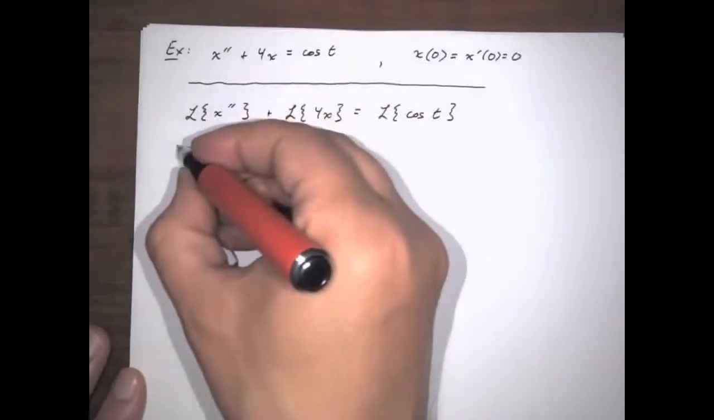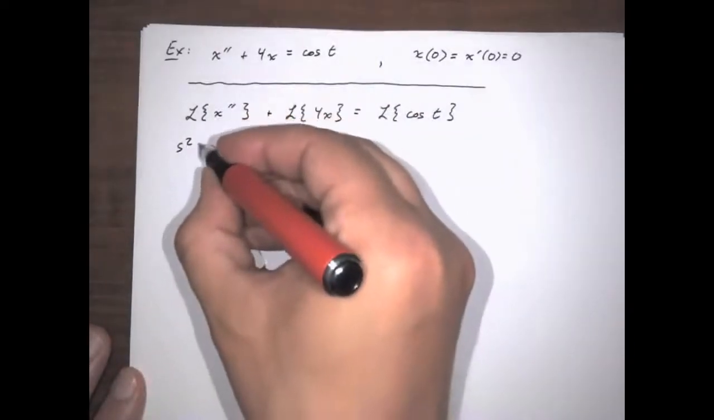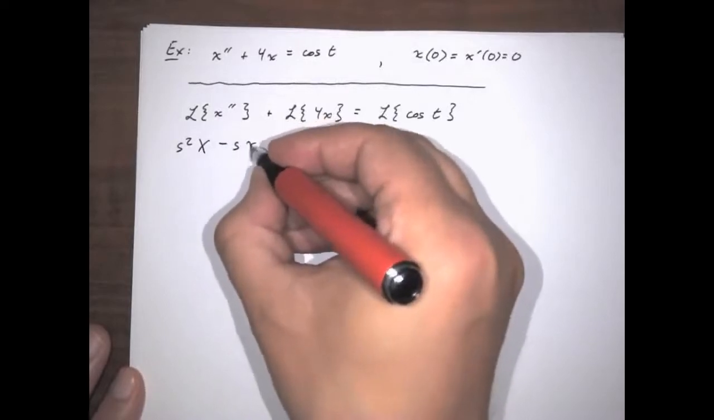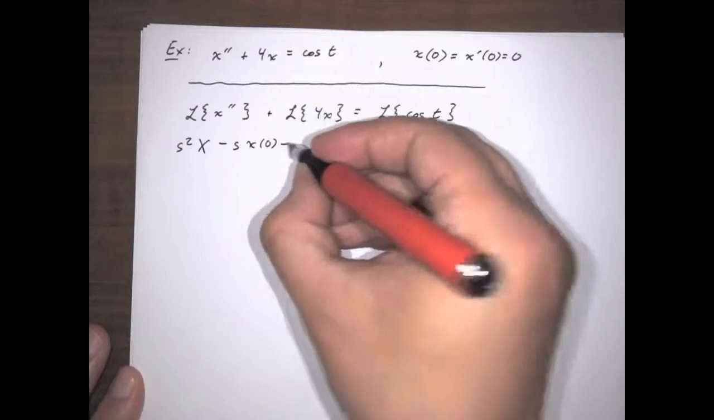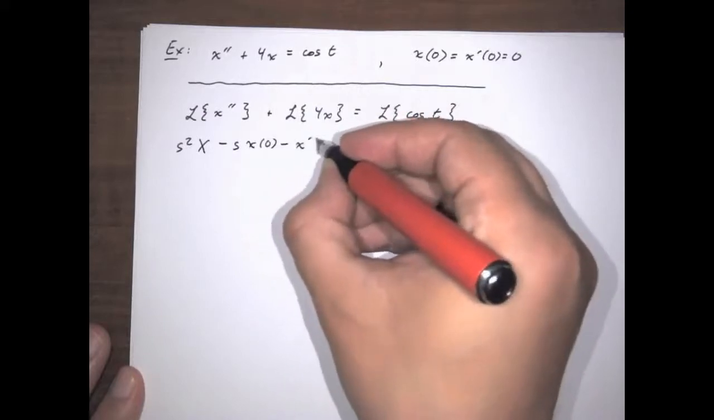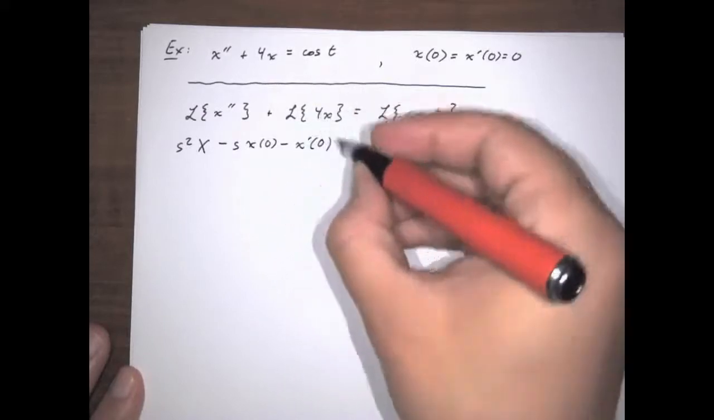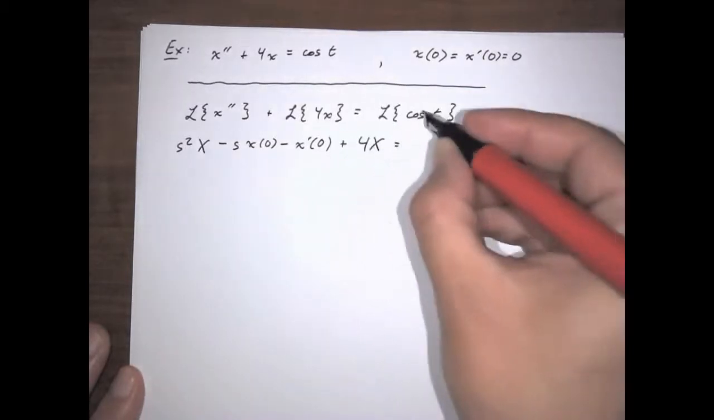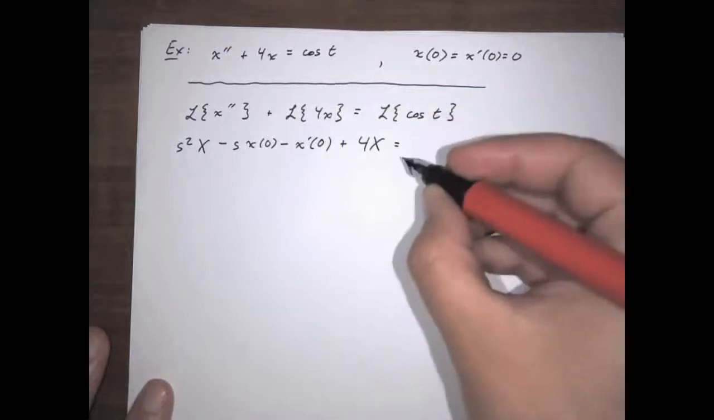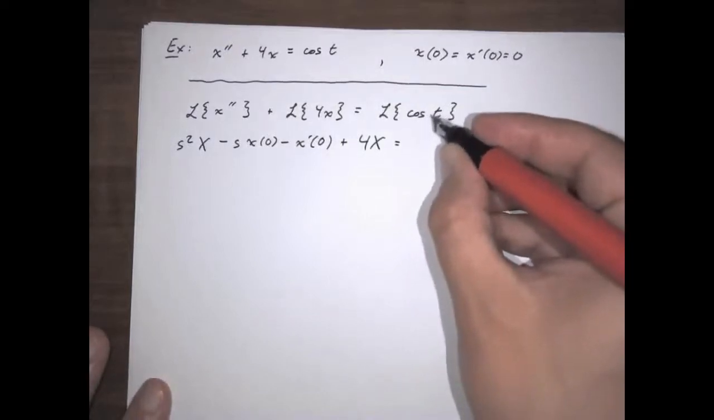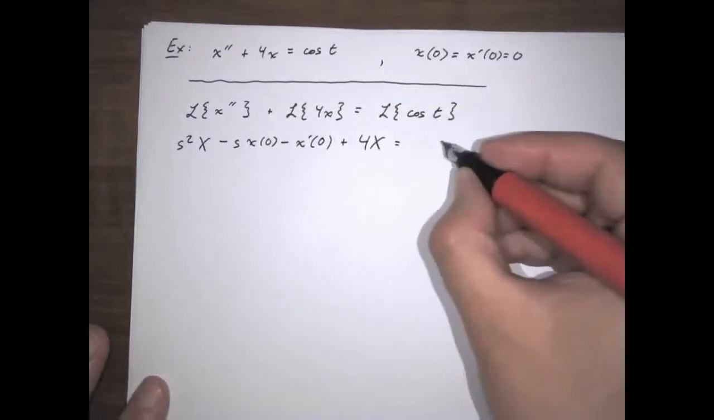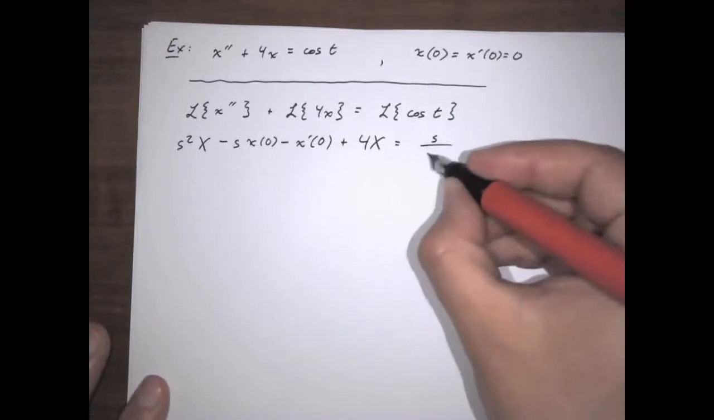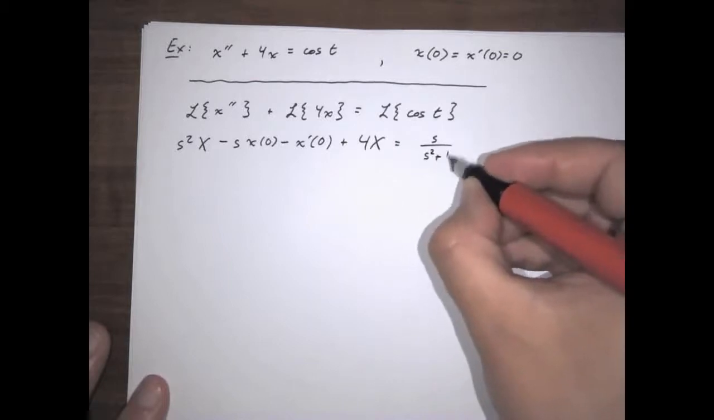Now here what we have is s squared times capital X minus s times x of 0 minus just x prime of 0, and here what we have is plus 4 times capital X is equal to, now the cosine of t. Now this has a k of 1, so then what we're going to be talking about here is s over s squared plus 1.